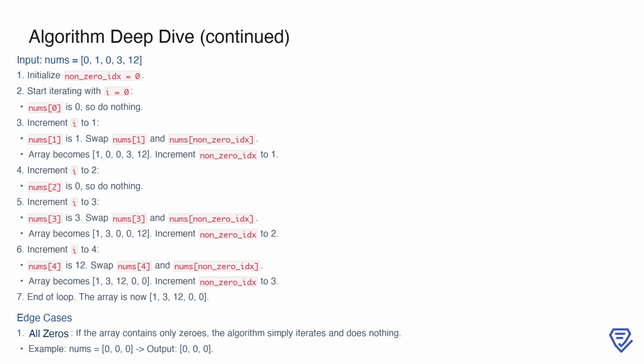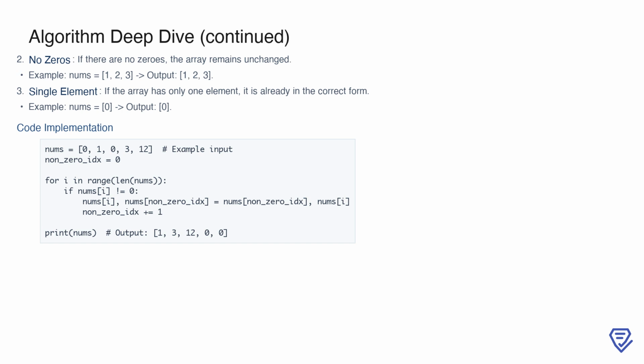Some important edge cases to consider include arrays that contain only zeros, where the algorithm simply iterates without making any changes, and arrays with no zeros, which are returned as is. For example, if nums equals 1, 2, 3, the algorithm processes each element normally, but no swaps are necessary, and the output remains 1, 2, 3. Similarly, for arrays with only one element, such as nums equals 0, the array is already in its correct form, and no changes are needed. These scenarios highlight the robustness of the algorithm in handling various inputs efficiently.